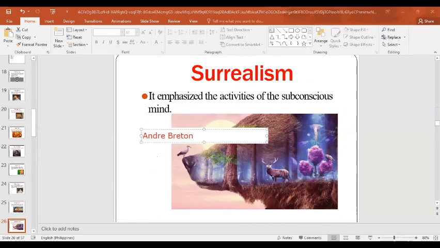So when we talk about surrealism, it emphasized the activities of the subconscious mind. Although most of the surrealist artwork have themes that are violent and cruel. This is how the surrealists shock the viewers and reveal what they consider to be the deep, true, and ugly part of human nature.